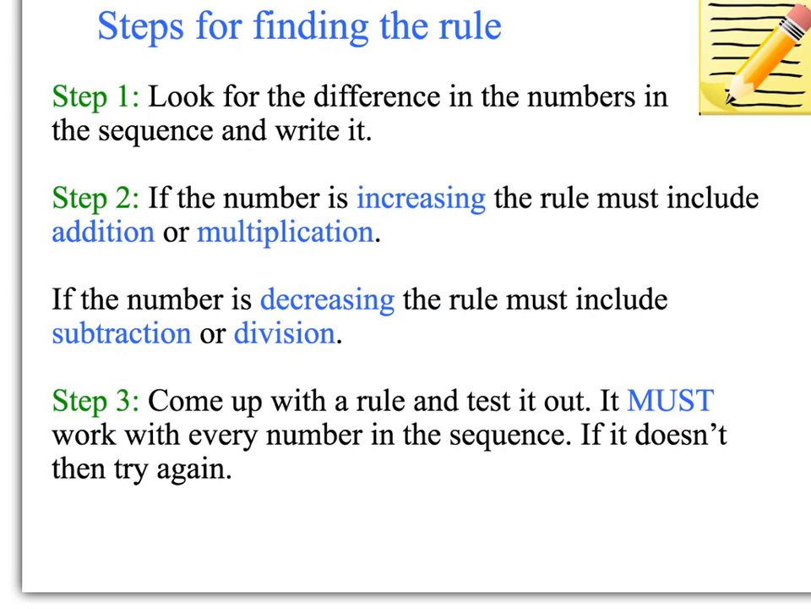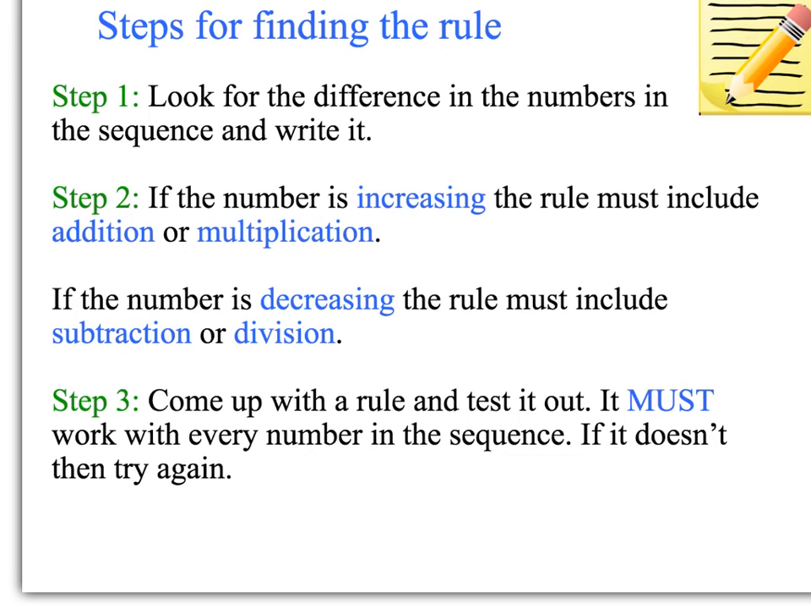And if the number is increasing, the rule has to include addition or multiplication. So if the number's getting bigger, then obviously they're adding numbers, or they're multiplying the number to get the next number. If the number is decreasing, however, the rule must include subtraction or division. Okay, so it's pretty obvious there.